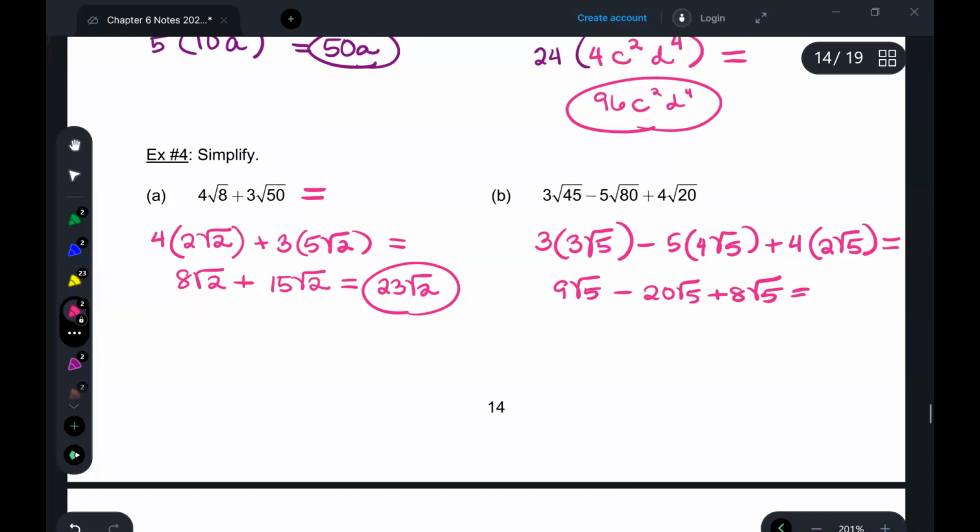And combine all the coefficients. Negative 11 plus 8, so negative 3 root 5.